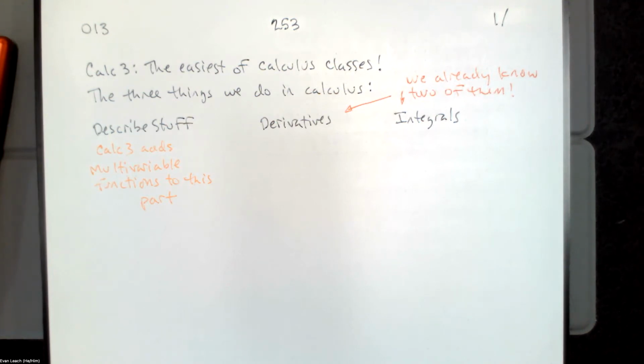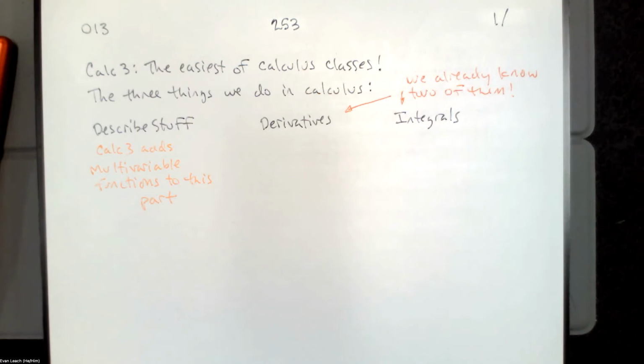We just need to add to the describe stuff part. What that means is that this describe stuff part is where we're going to be spending most of our time. We're going to learn how to describe stuff, and then we're going to start thinking about derivatives and integrals, and how those concepts apply to this new thing we learned about. It's the same transition that we had when we moved from arithmetic to algebra. Algebra is just arithmetic applied to polynomials, which are just numbers of base x instead of base 10.